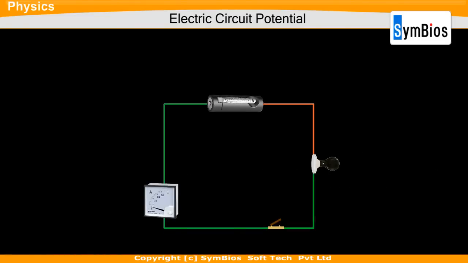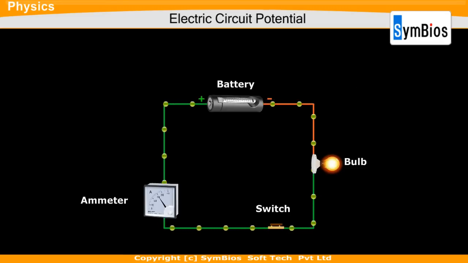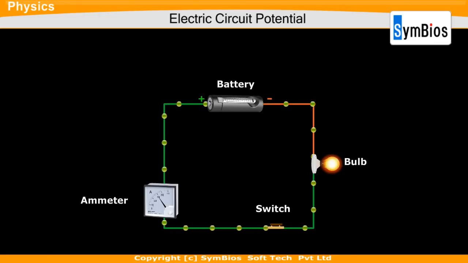Let us construct a circuit using a switch, battery, bulb, and an ammeter. An ammeter is used to measure the electric current. Small quantities of current are expressed in milliamperes. 1 milliampere is equal to 10 to the power of -3 ampere. And microamperes. 1 microampere is equal to 10 to the power of -6 ampere.